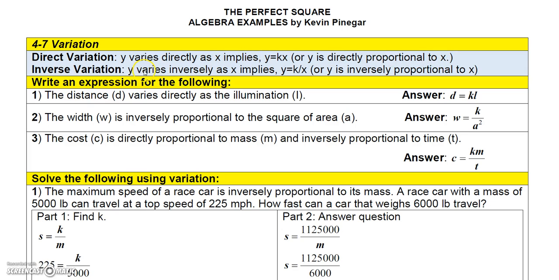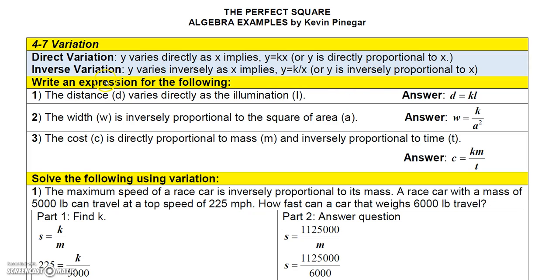The other thing I want to mention is if we talk about y varying inversely as x, well, if y varies inversely as x, then y equals a constant divided by x. And in that case we can say y is inversely proportional to x is another way to say that.